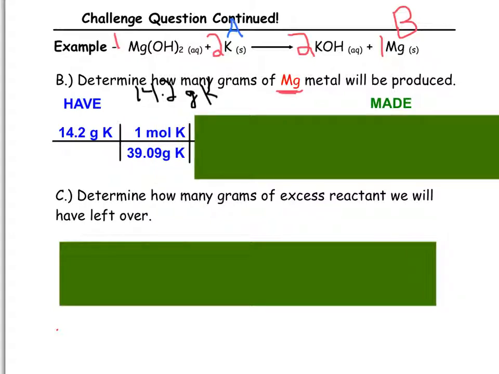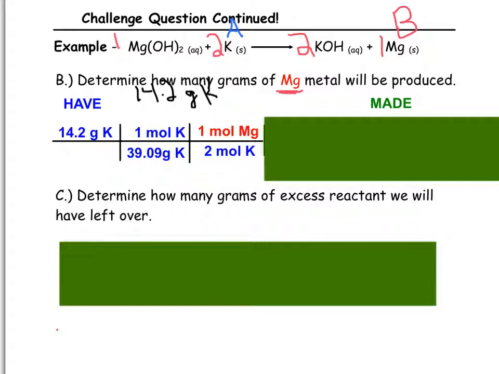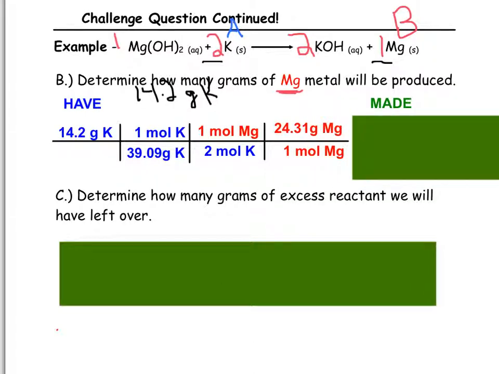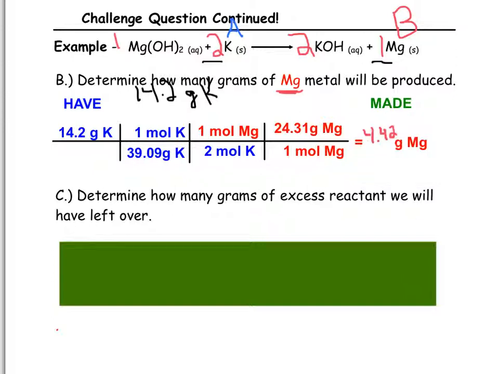So we start with our 14.2 grams of potassium, and using similar steps, we're still going to look at our molar mass. We're still going from a grams of A to a grams of B. We know that there's 39.09 grams of potassium per 1 mole. There are 2 moles of potassium in this case for every 1 mole of magnesium produced. And then 1 mole of magnesium is equal to 24.31 grams of magnesium. And going through and solving for this, we see that we are able to produce 4.42 grams of magnesium.